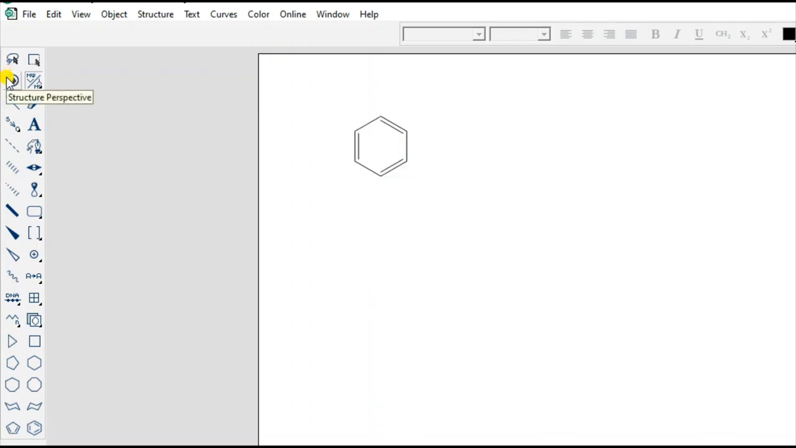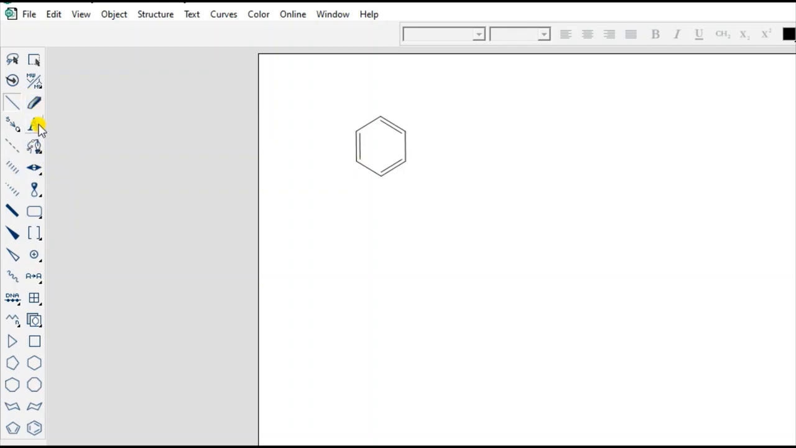Next is structure perspective. This is used to show the three dimensionality of a particular structure. Next is eraser. As the name shows, it is used to erase any particular structure or bond which you think is not properly done. Like you can use the eraser to convert this double bond into a single bond in this way. Next is solid bond. Solid bond is used to apply a solid bond on a structure or in a molecule. If you have to apply the solid bond, you have to click on this carbon and click on it. In this way, further if you want to change the bond angle to show the steric hindrance, you can change the bond angle in this way.